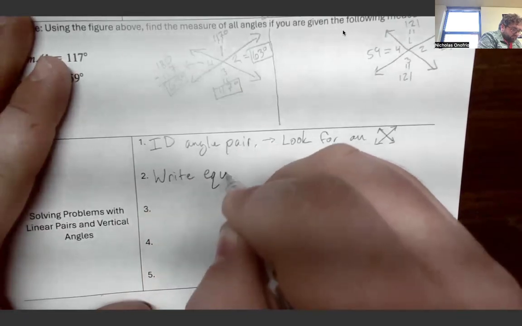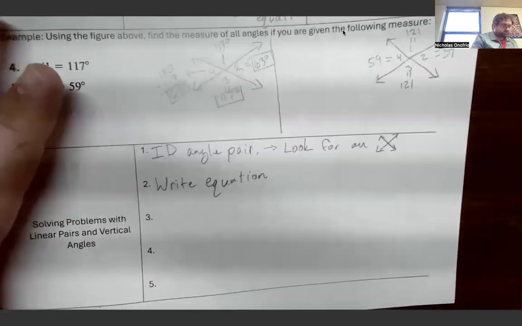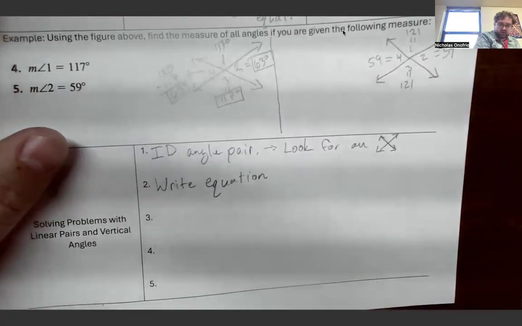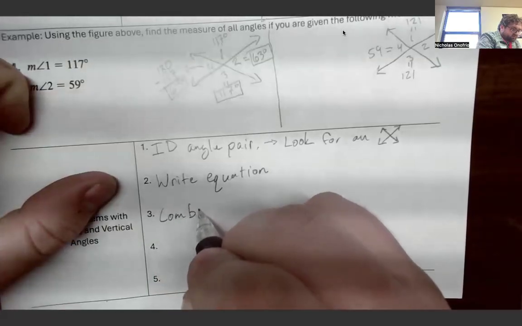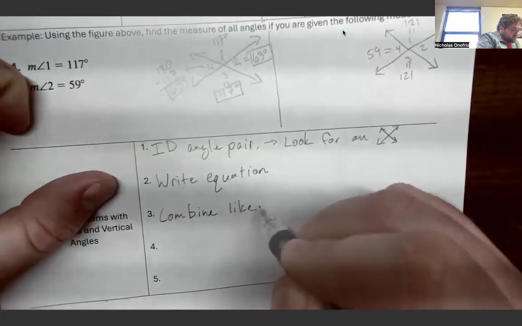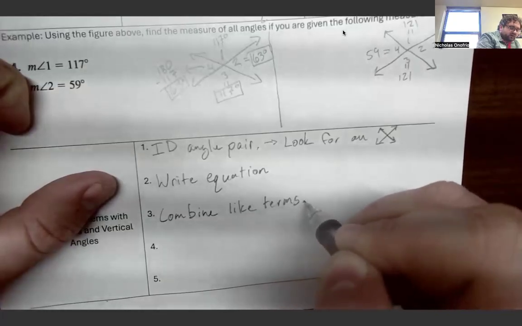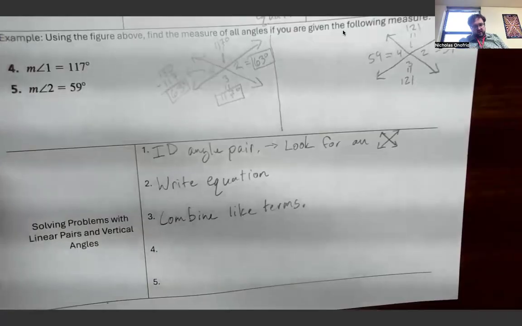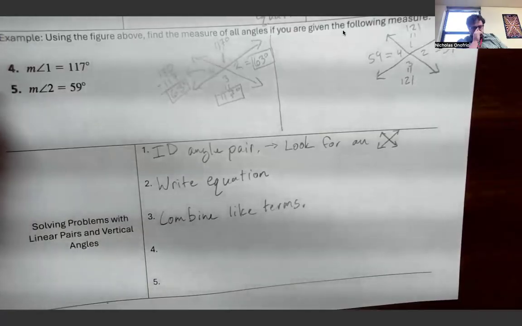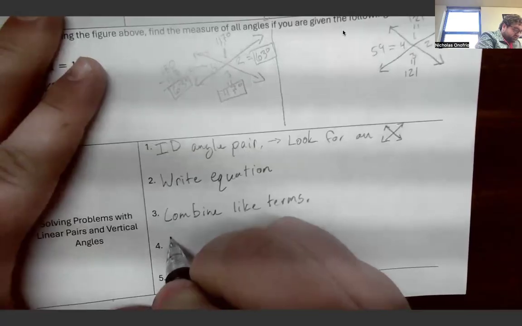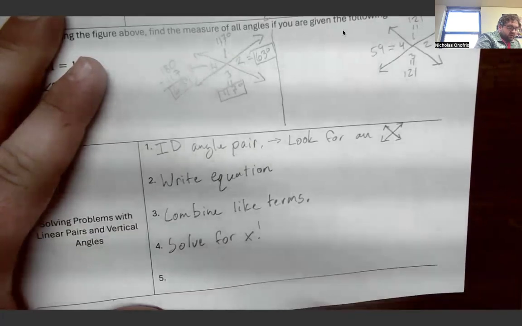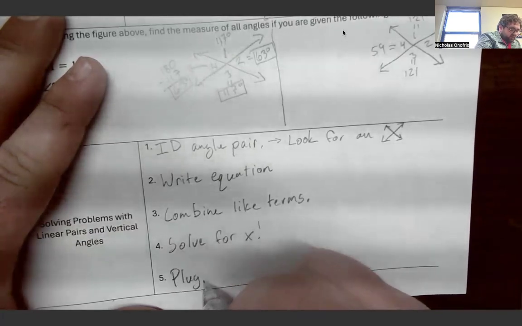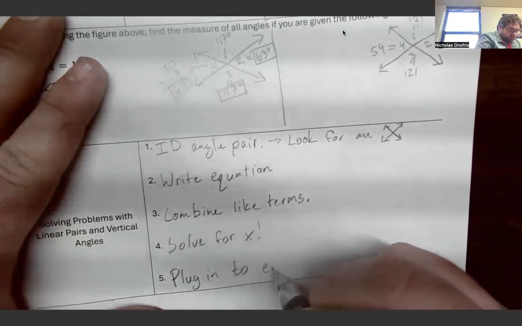Step 2, as always, you're going to write your equation. And then step 3, you are going to take your equation and combine any like terms. Hopefully this feels very similar to yesterday. Vertical angles do have a little shift that we're going to have to talk about, but we'll see that on the other side. Last but not least, step 4, you solve for X or whatever your variable is. And then step 5, you will plug in to an equation.